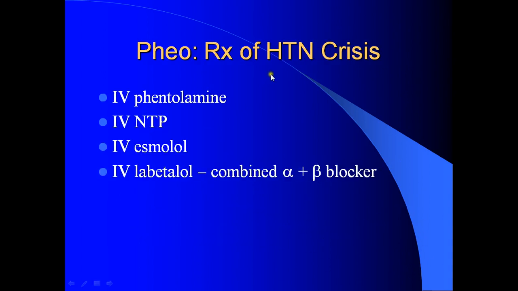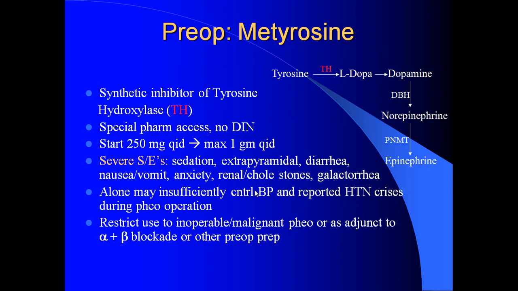During hypertensive crisis, you can give phentolamine, nitroprusside, IV esmolol, and IV labetalol, which is a combined alpha and beta blocker.